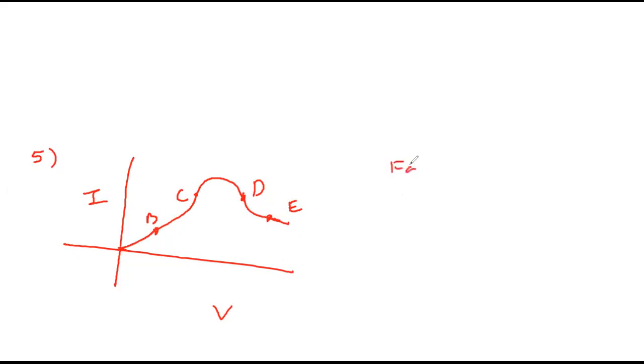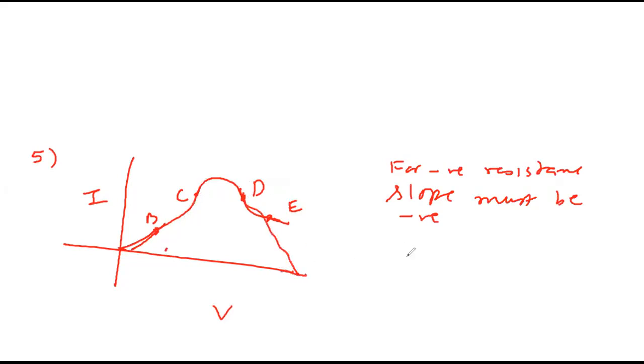See, for negative resistance, slope must be negative. Now at B, will the slope be negative? At C, will it be negative? Here in the D region it will be negative, no? If I draw a tangent. Hello? So will the slope be positive?